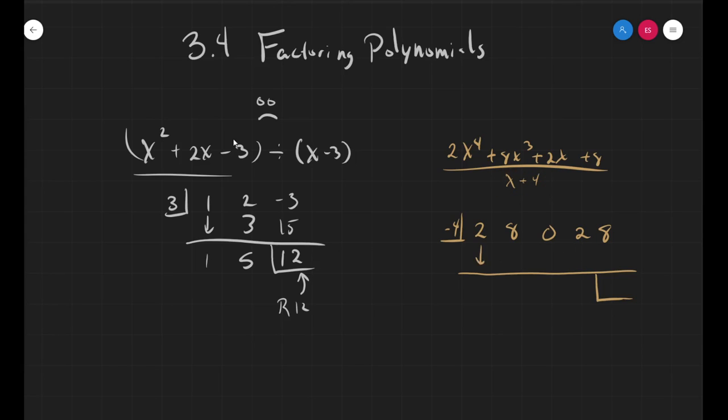So we bring our 2 down. Actually, you know what? Go ahead and give this a shot. See what you come up with. So after doing synthetic division, hopefully you found that you would indeed have a remainder of 0. Since you have a remainder of 0, x plus 4 is a factor of that polynomial. All right. So that's the first thing that we are talking about today.